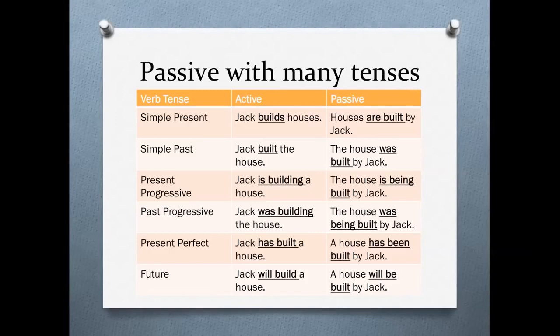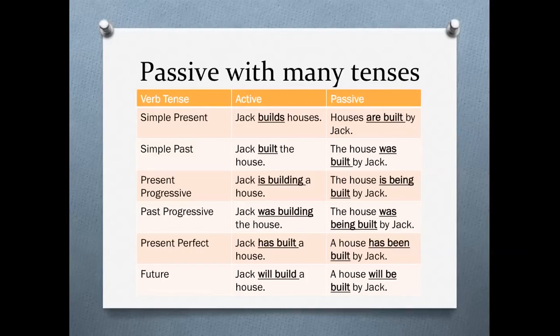Simple past, Jack built the house. In the passive, it's the house was built by Jack. So we take the subject and the object and we change them. And then we change the verb. A form of the verb be plus the past participle, was built, and we add by. If you look at each of these, you will see every passive sentence has built and by Jack. Okay? Always built, always by Jack.